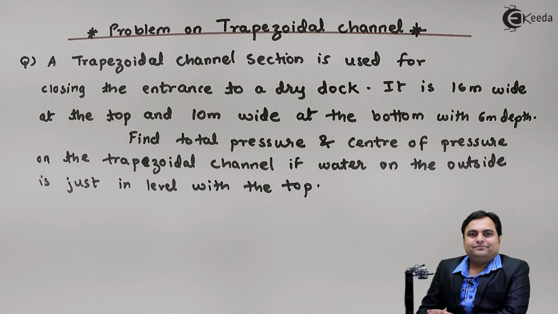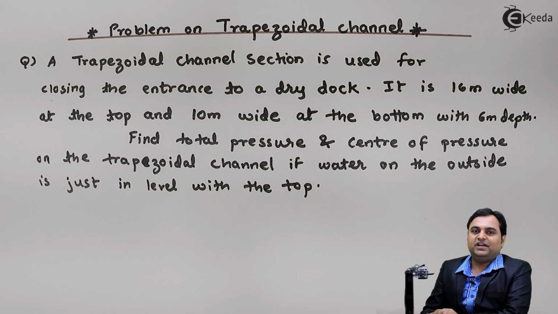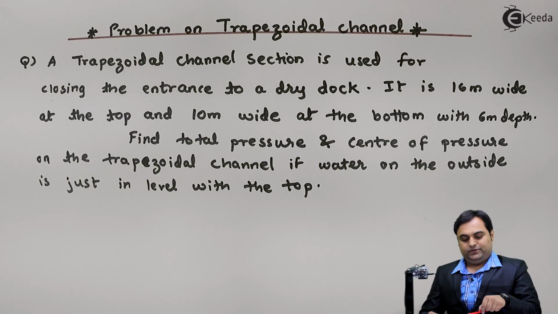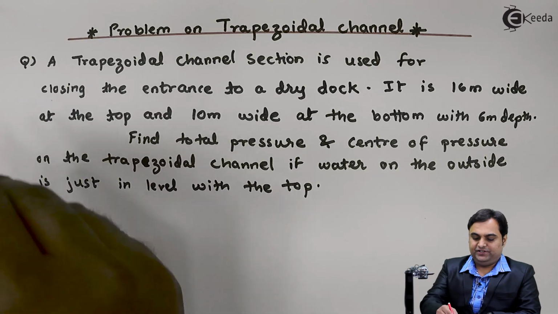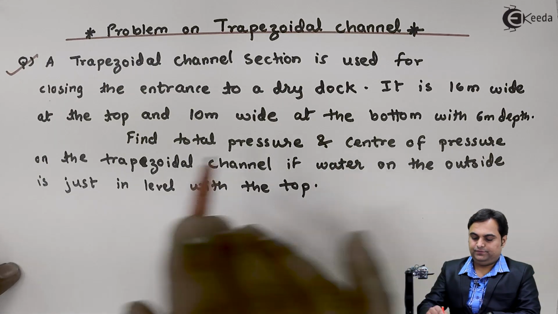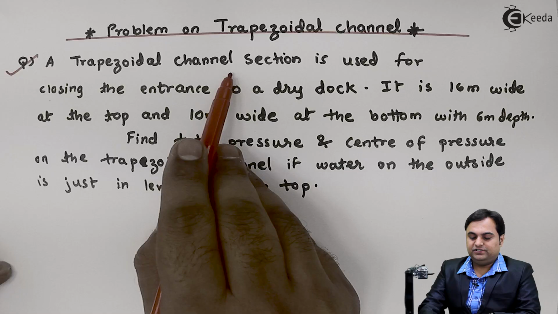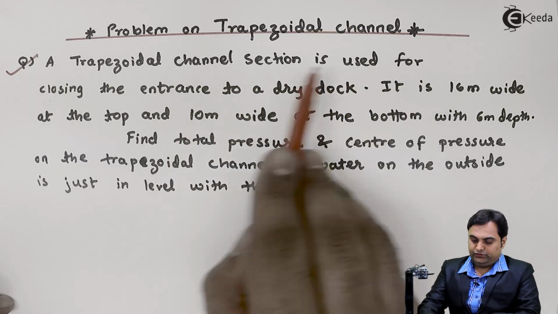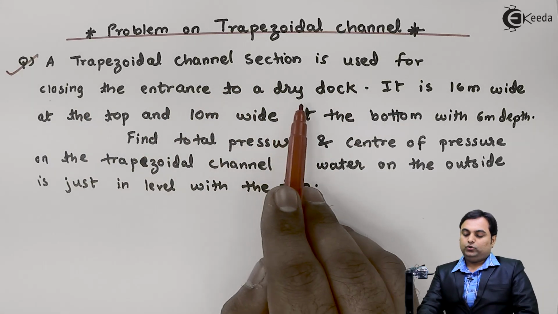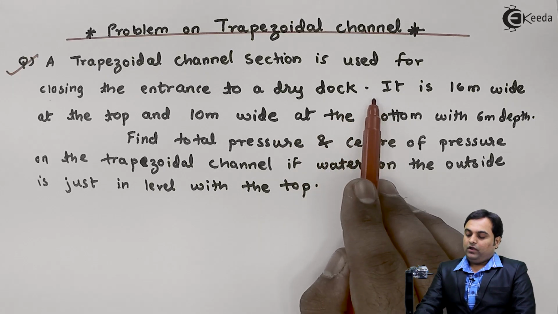Hello friends, here in this video we will see a problem based on a trapezoidal channel. For that we have a question here. A trapezoidal channel section is used for closing the entrance to a dry dock.